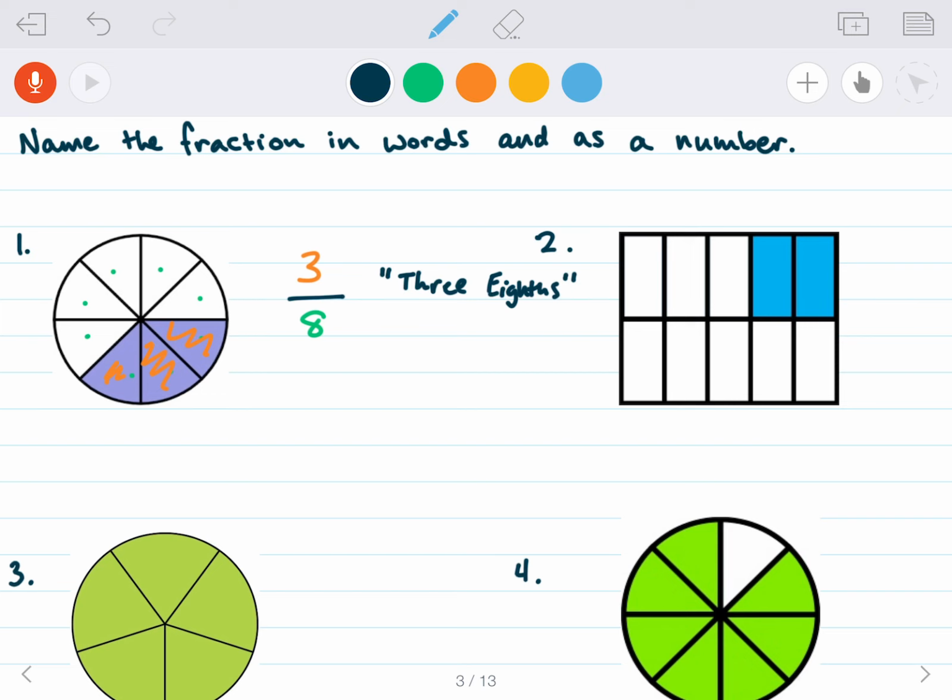Okay, let's look at number 2. Let's first count how many pieces we have. 1, 2, 3, 4, 5, 6, 7, 8, 9, 10 equal pieces. And how many are shaded? 1, 2. So that's 2/10. Let's say it in words: 2/10.